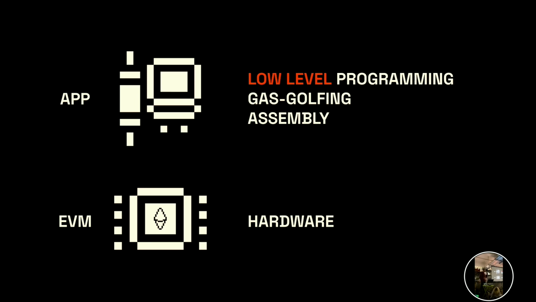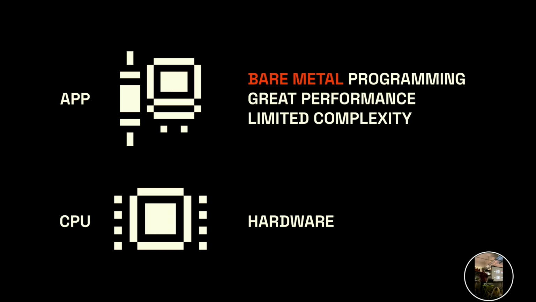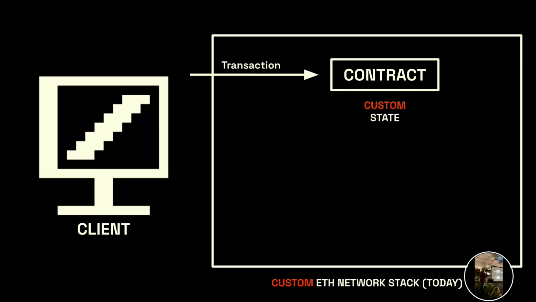Ethereum development today is pretty low level. Many engineers spend a lot of time doing gas golfing and writing assembly language to optimize the gas performance of their contracts. And this is actually pretty similar to programming bare metal on a regular CPU, which is great for performance, but is not as great for managing higher complexity.